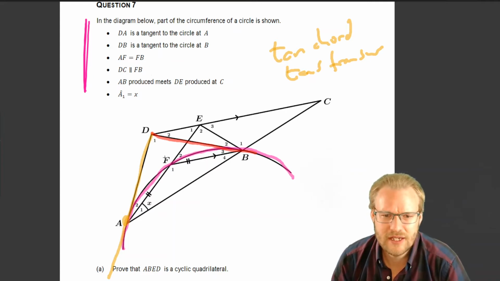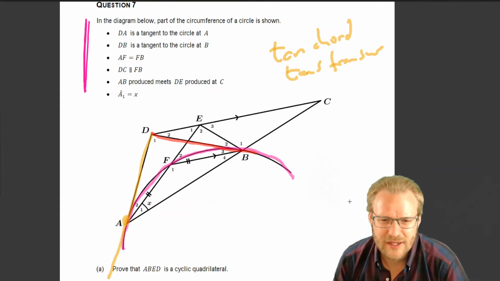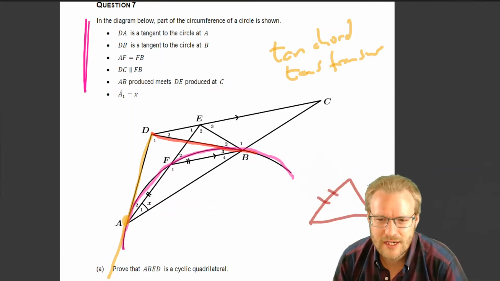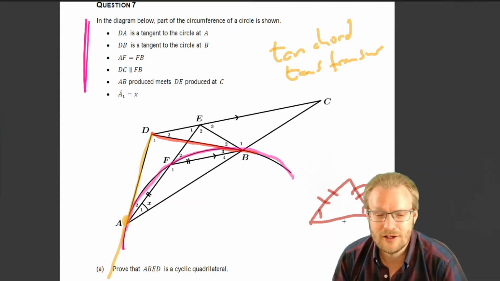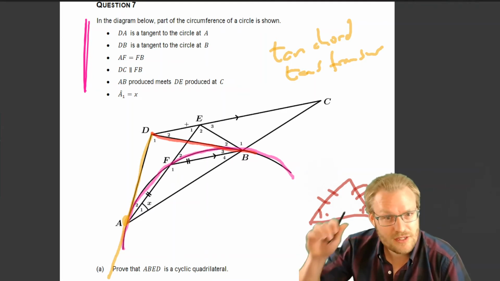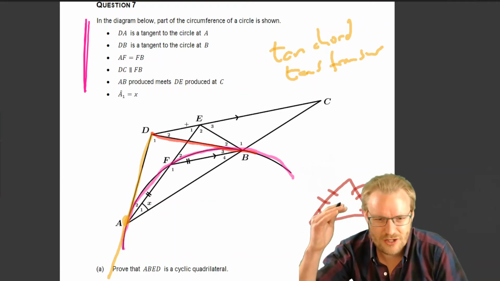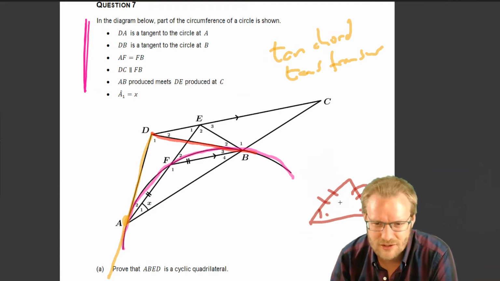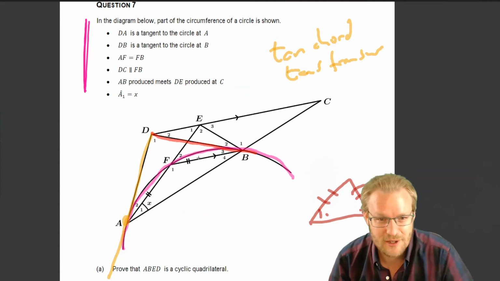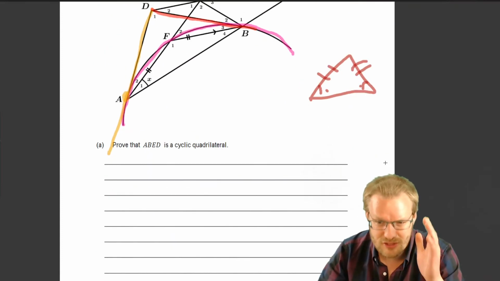AF equals FB. AF equals FB. How could that be useful? I mean, if you had a triangle and 2 sides were equal, wouldn't that be just hunky-dory? Great album, by the way. Yeah. So the reason I'm saying this is that these are the things that we need to start thinking, oh, well, let's look for triangles, isosceles triangles, tangents, okay. And you're going through this a bit quicker, but also just steadily.